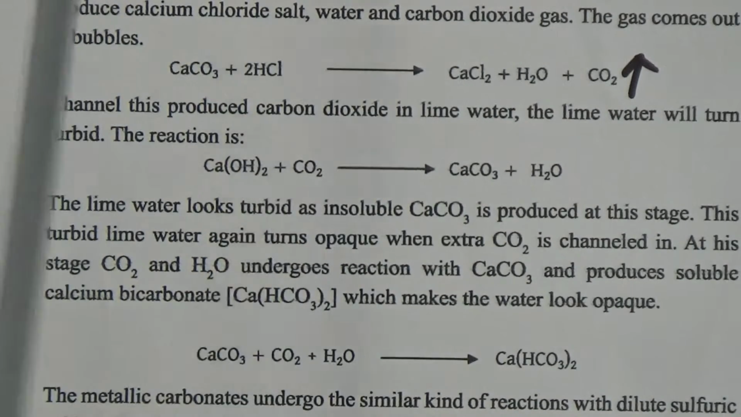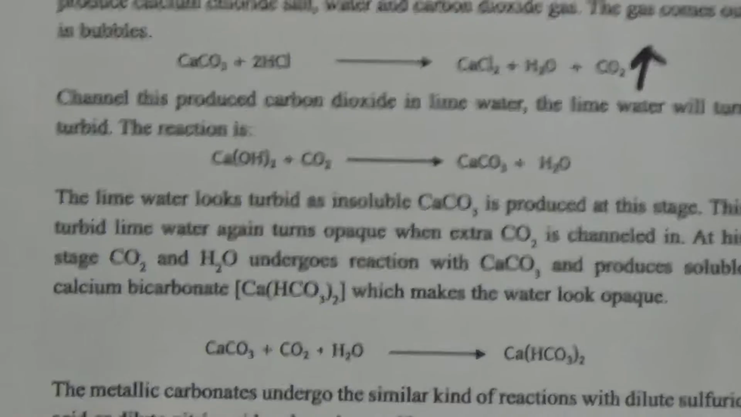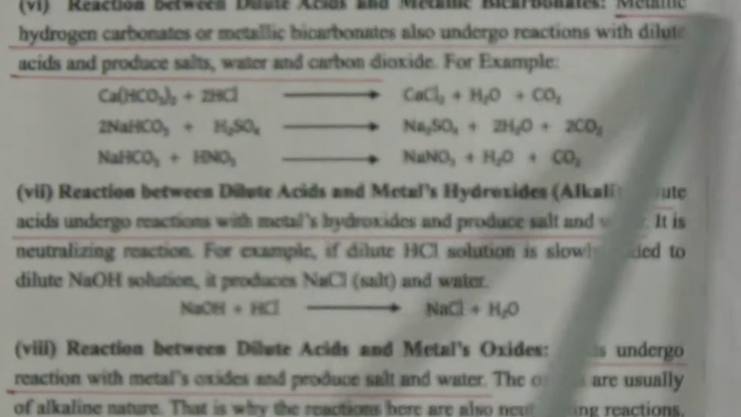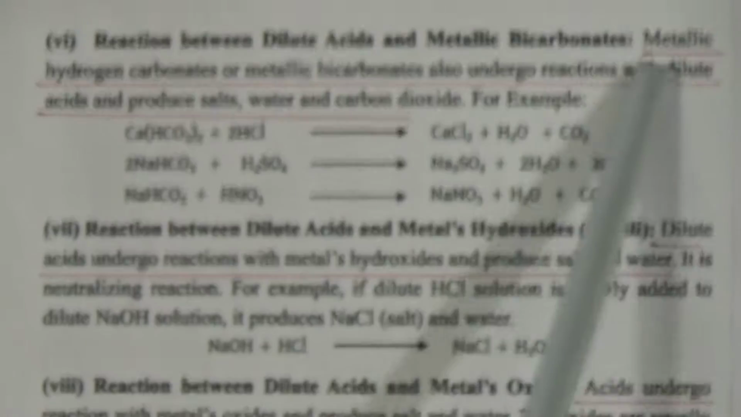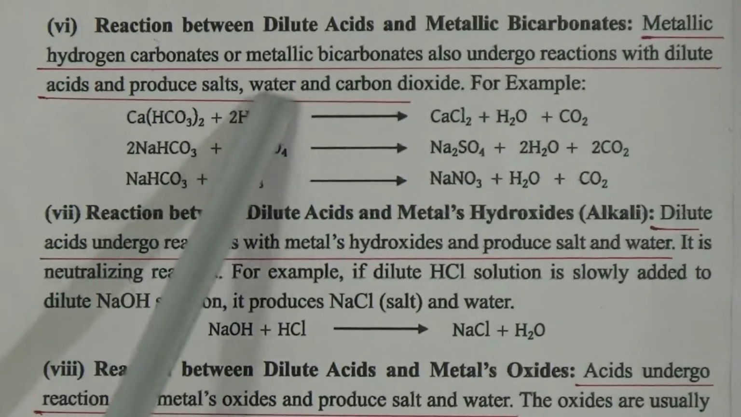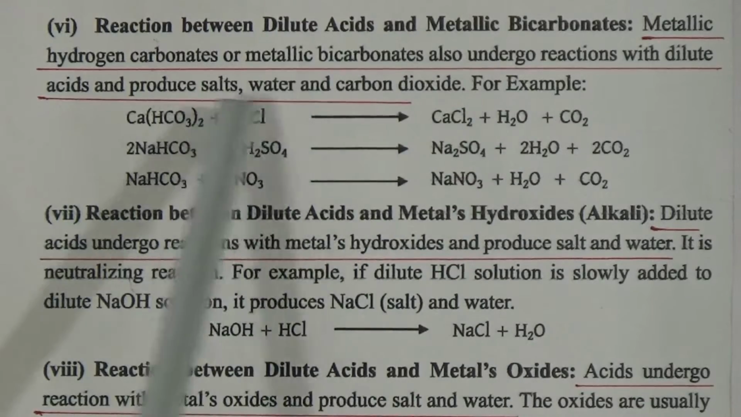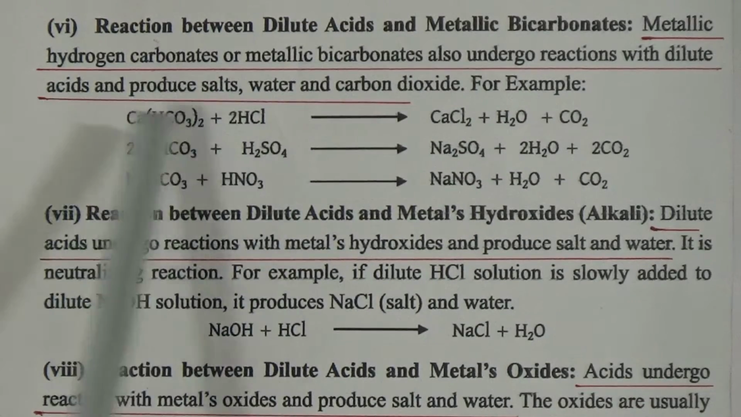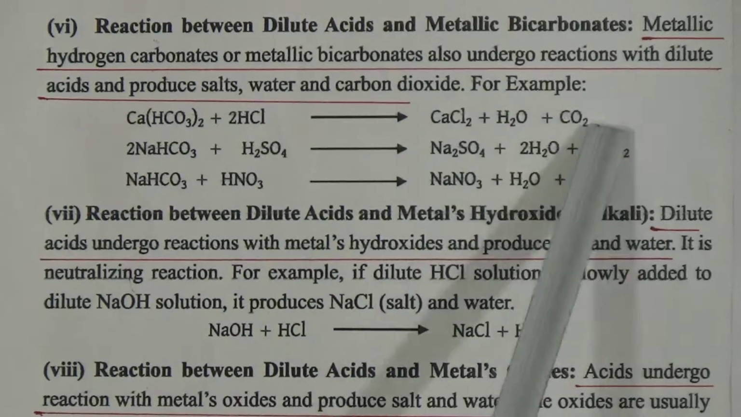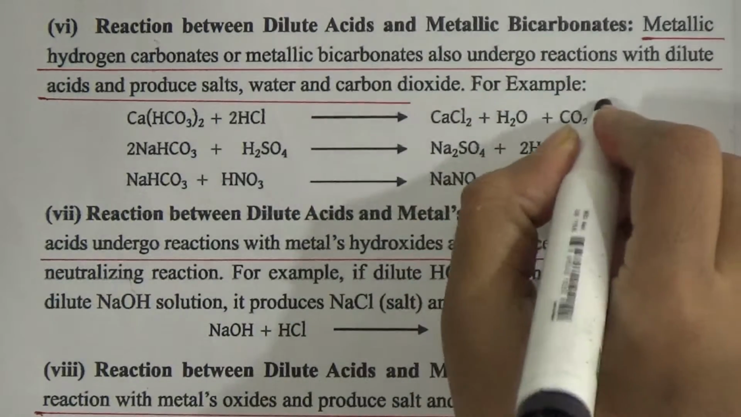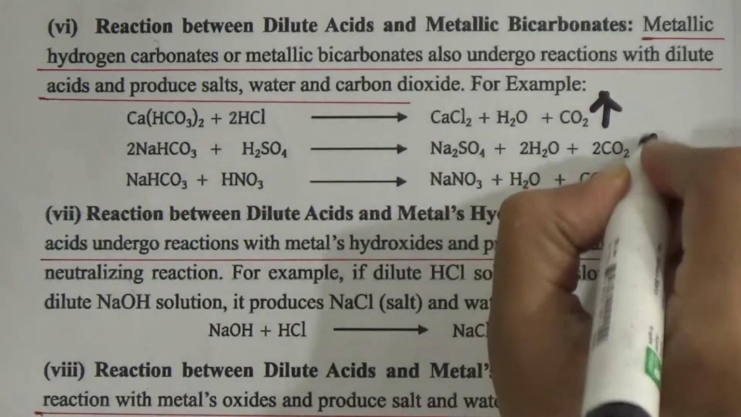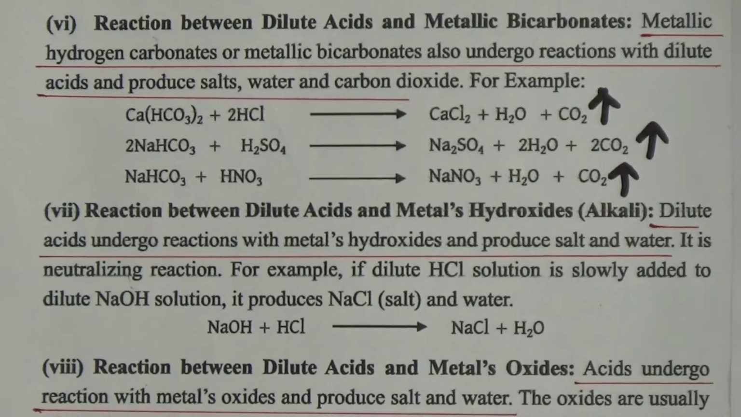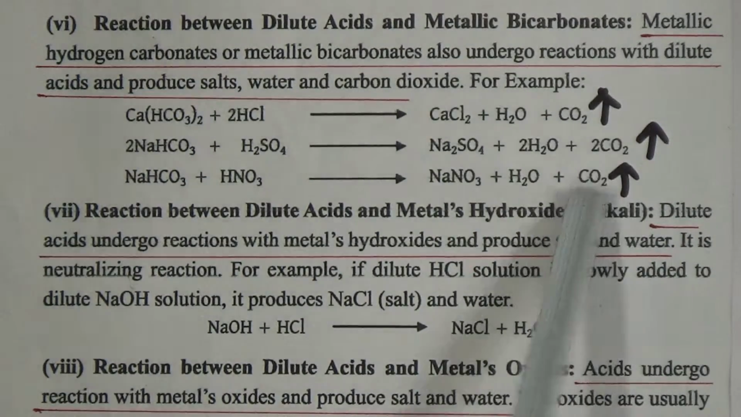gas is carbon dioxide. Now come to the next characteristic of dilute acid, that is metallic hydrogen carbonate, or metallic bicarbonate, also undergoes reaction with dilute acid and produces salt, water and carbon dioxide. That means when metallic bicarbonate reacts with any acid, that will produce carbon dioxide, water and the salt of that metal. This carbon dioxide is also a gas, so we have to give an arrow mark after carbon dioxide like this, or we have to write (g) in brackets.